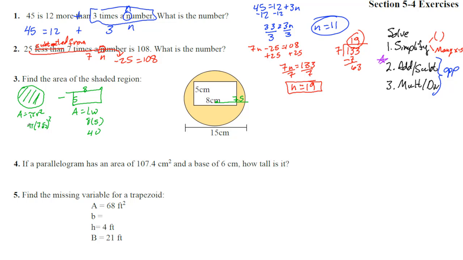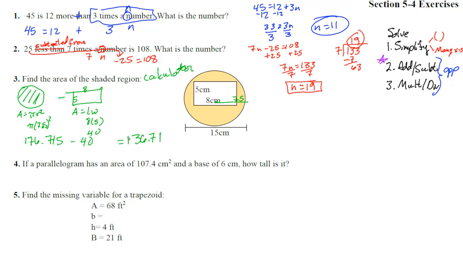Pi times 7.5 squared. We should use a calculator in this one. Pi times 7.5 to the second power is 176.7145. So 715. And we're going to subtract off 40. And we get 136.7145. We'll keep it at 136.7145.